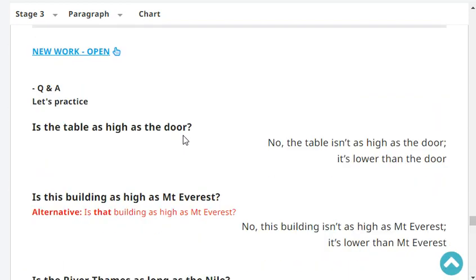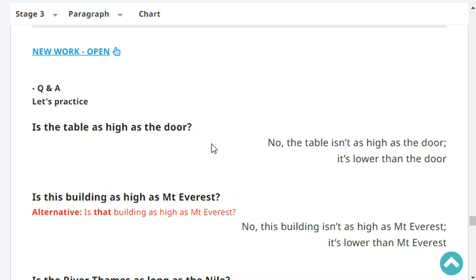Okay. Is the table as high as the door? No, the table isn't as high as the door. It's lower than the door.